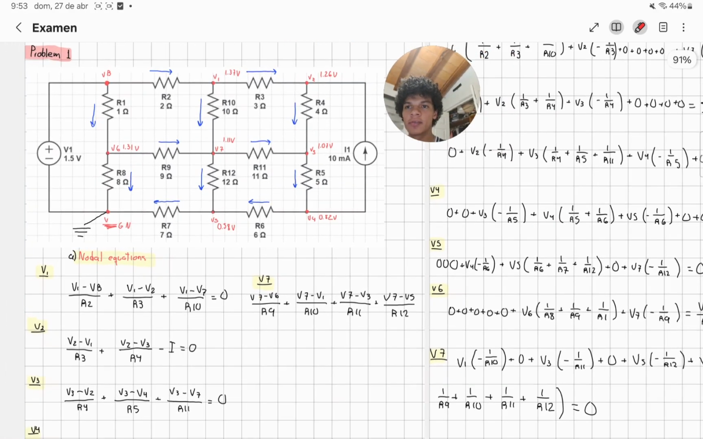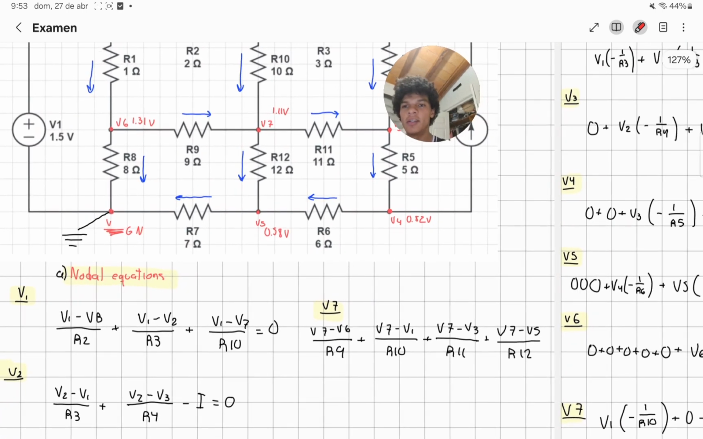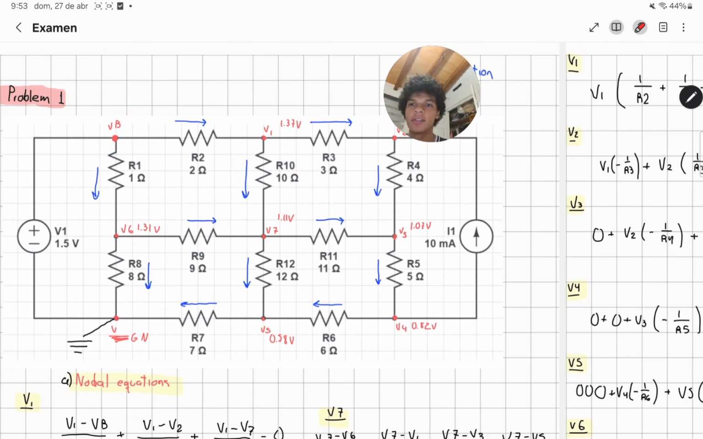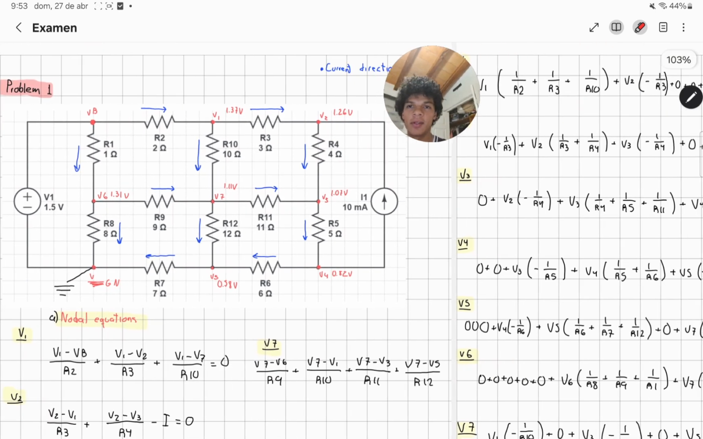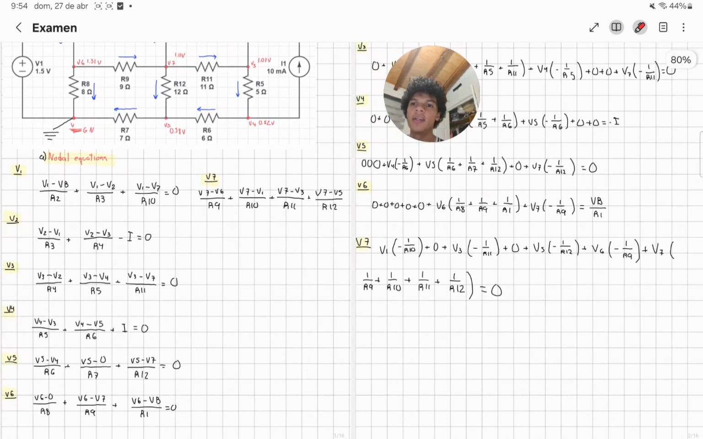So the first problem includes solving this circuit that includes resistors, a battery, and a current source. First of all, we have to identify the nodes, as we can see here. I chose this as the ground node because it's on the negative side of the battery, and this is the battery voltage node. We put a total of 7 nodes.